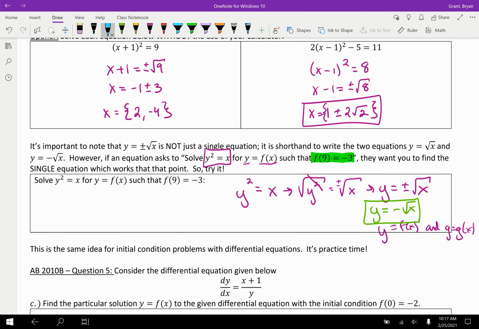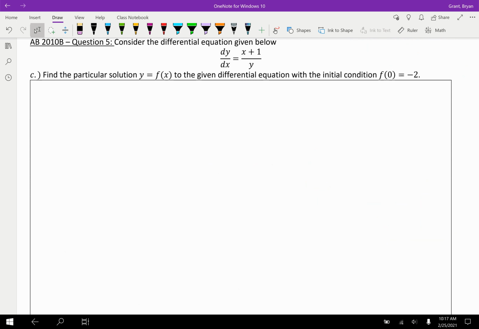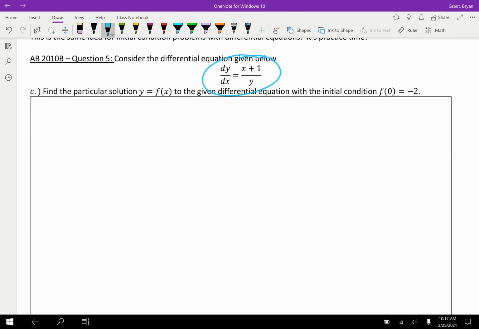Why is this relevant? Well, we are going to take a look at a differential equation that may have multiple equations as an answer. We actually saw this when we checked solutions to differential equations, and we saw a single differential equation can have many different equations that work when you check that solution. So let's warm up. Find the particular solution y equals f of x to this differential equation that meets this initial condition. Okay, cool. This is just like what you did last class. So let's see what you can do.